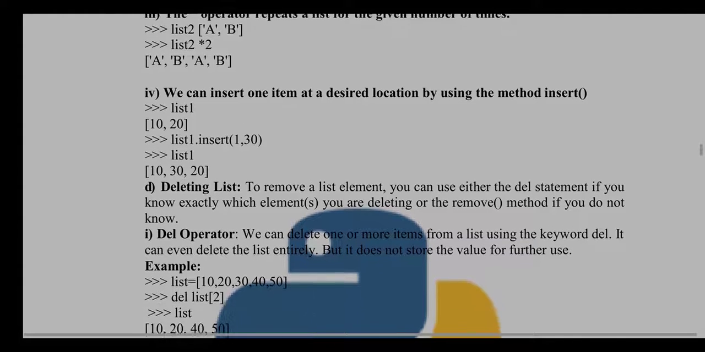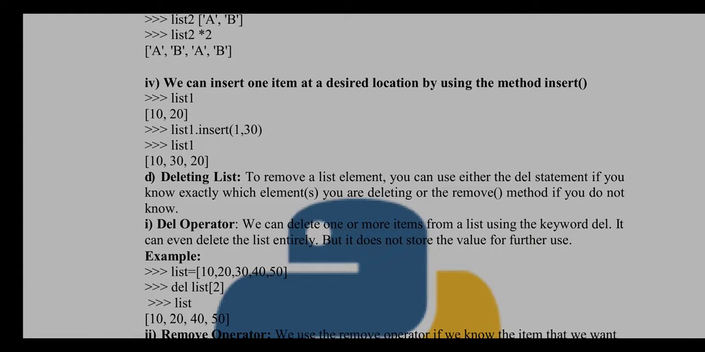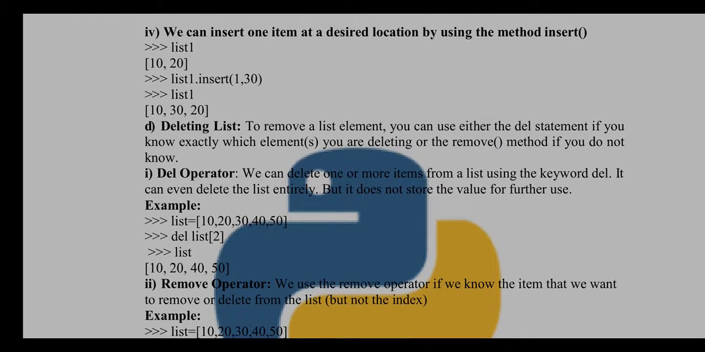Okay, we can use the insert function. Through the insert function we can insert an element at a specific index position. See here, the insert function is used with list 1. Here we are specifying the index position 1 and 30 is the value. So 30 is going to be stored in index position 1. So when you print list 1, it's going to show that 30 is stored in index position 1.